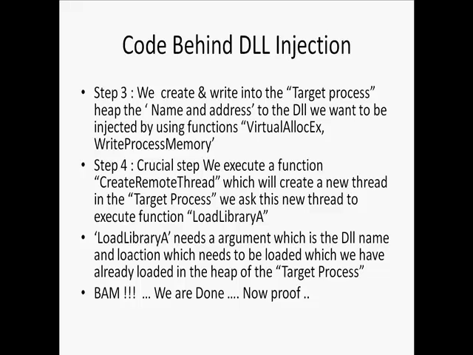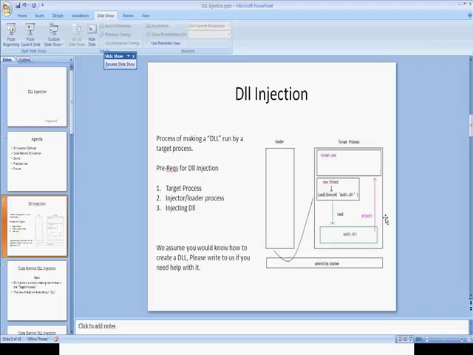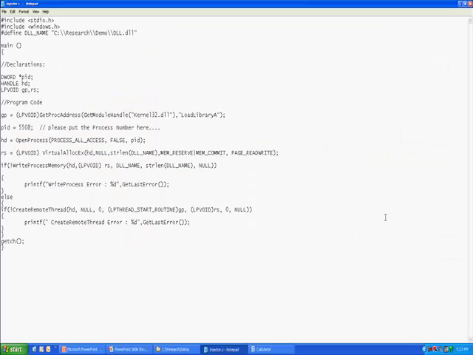Now, I am sure you also understand LoadLibrary takes in an argument, which is basically the DLL name and location, which we have already written into the process heap, which we'll be using now. Once this is done, immediately LoadLibrary is called. LoadLibrary calls our DLL inside the process. Bam, we are done. I will now show you the exact code.